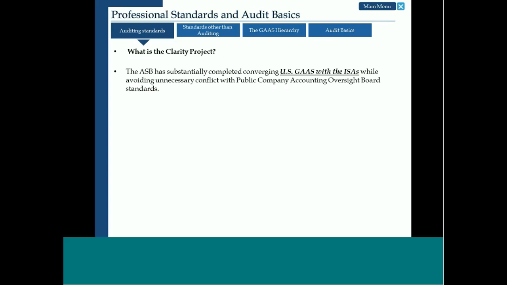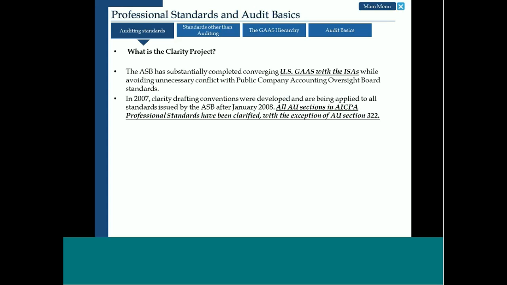So, the ASB sat together and clarified the standards. The main intention of the Clarity Project was to remove the various differences between US GAAS and ISA. In 2007, the clarity drafting conventions were developed and are being applied to all standards issued by the ASB after 2008. All AU sections in AICPA professional standards have been clarified, with the exception of AU section 322. It was still in process, but recently, a few months back, everything has been clarified.